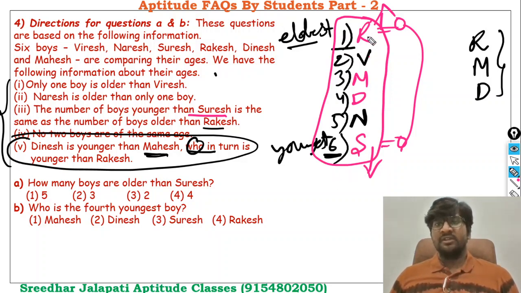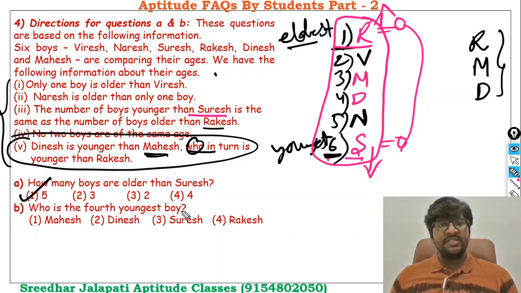So in my notation, 1 that is Rakesh is the eldest, 6 that is Suresh is the youngest. Let us answer the first one. How many boys are older than Suresh? 5. As he is the youngest, 5 boys are older than him.